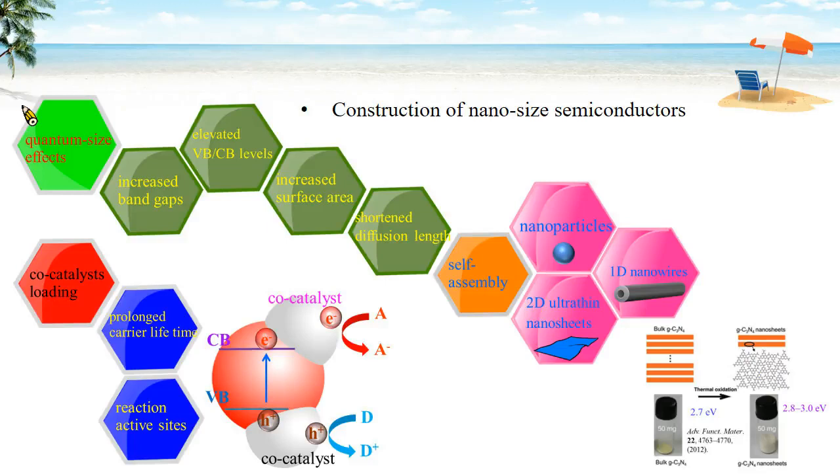We also emphasize the construction of nano-sized semiconductors that embrace quantum size effect, including bandgap tuning and increased surface area. These are so meaningful for performance enhancement. This example shows how the nanostructuring of C-ZnO modifies their bandgap and the surface area to a large extent. In addition, co-catalyst loading is another essential approach. It can prolong the carrier lifetime and enrich reaction active sites.